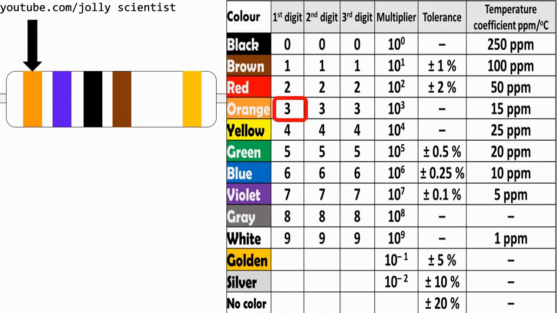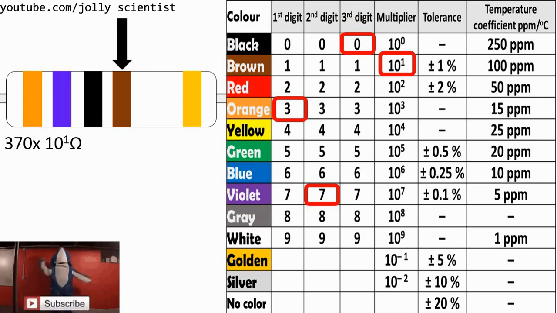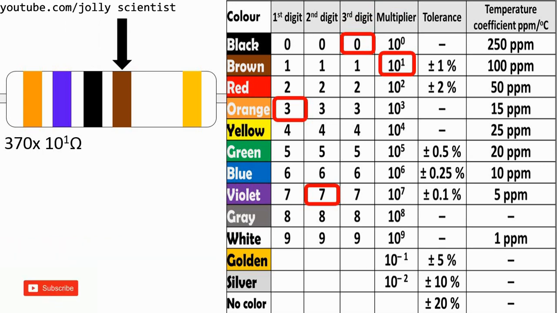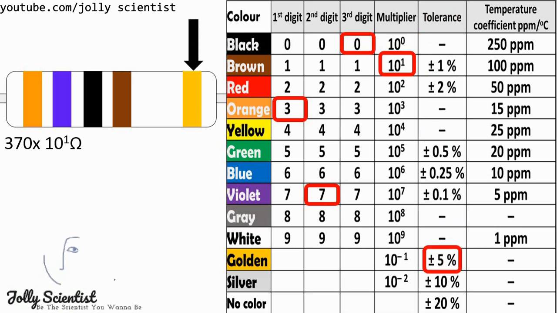The first is an orange, that is 3. Second is a violet, which is 7. Third is a black, which is 0. Fourth, which is the multiplier, then we have 370 times 10 to the power of 1. The fifth color is a gold, that is plus or minus 5%.